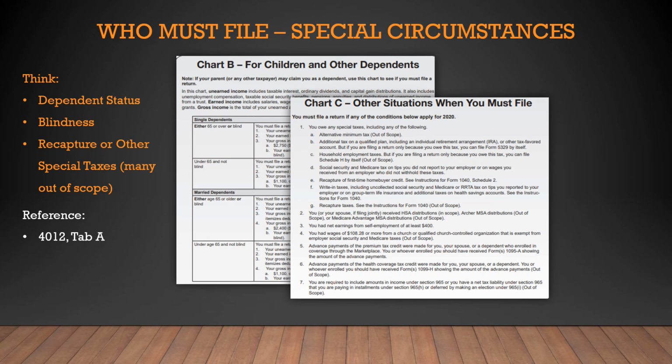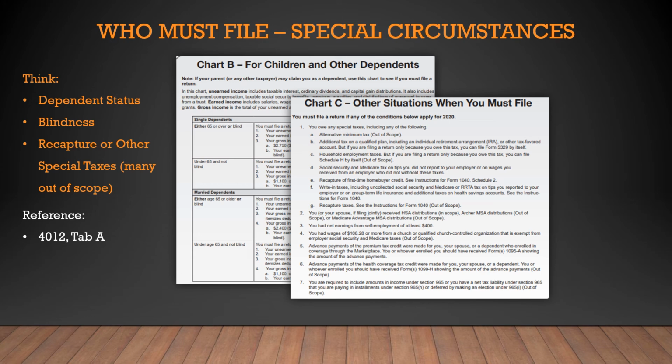Special circumstances might cause a person to have a different filing requirement. For instance, a dependent who is single would be required to file if they had at least $1,100 in unearned income, or if they are working $350 over their earned income. There are other amounts depending on age, whether the taxpayer is blind, or if they are married. These can be found on Chart B of Publication 4012 in Tab A.